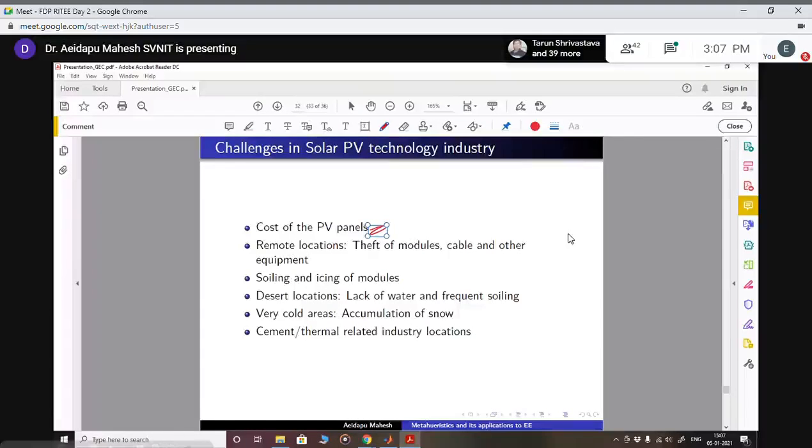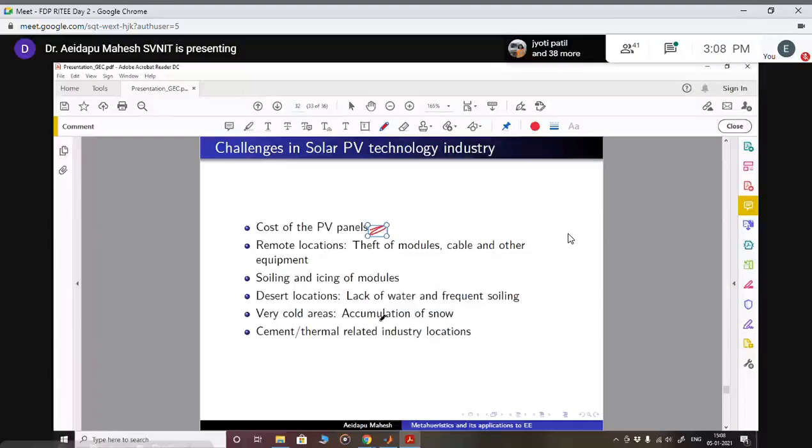So already it's 20% and it goes further down. Then you might not get any proper output from the PV panel, so you're going to lose a lot of money. This is one of the issues which needs to be taken care of. In the desert location, you don't have water supply, and with soiling, dust storms are going to come and soil the PV panels a lot. So that is the issue in the desert location.